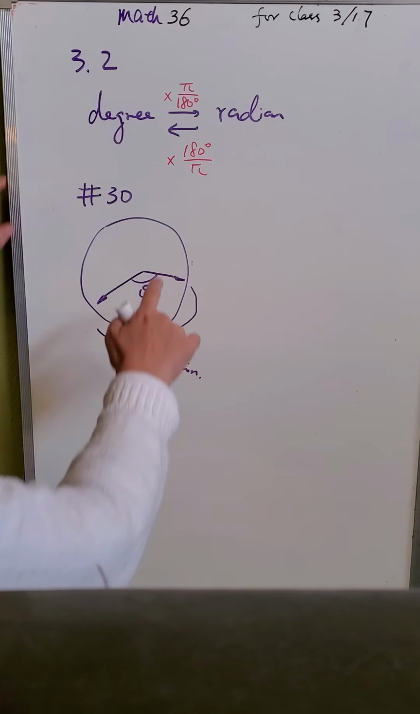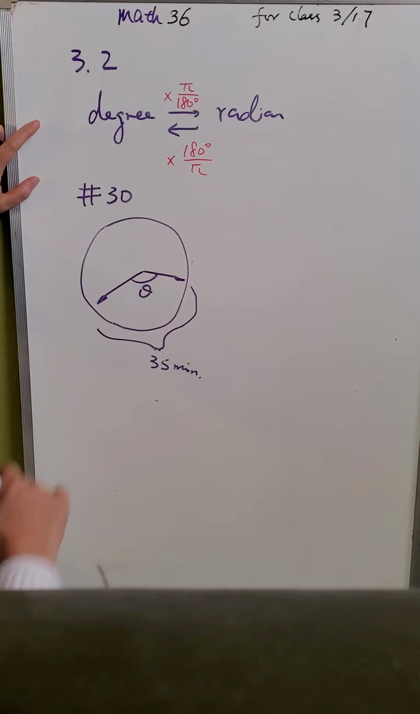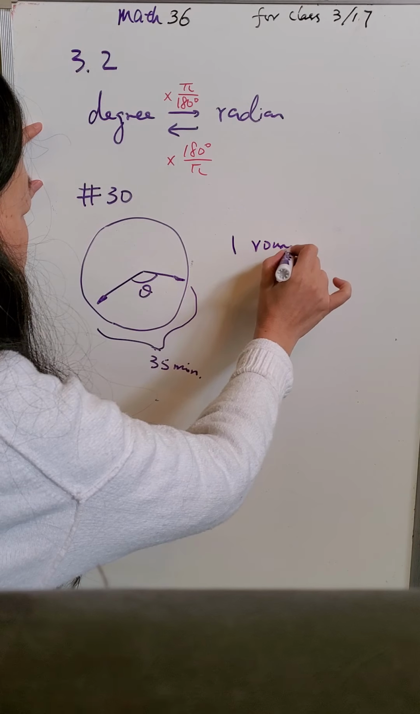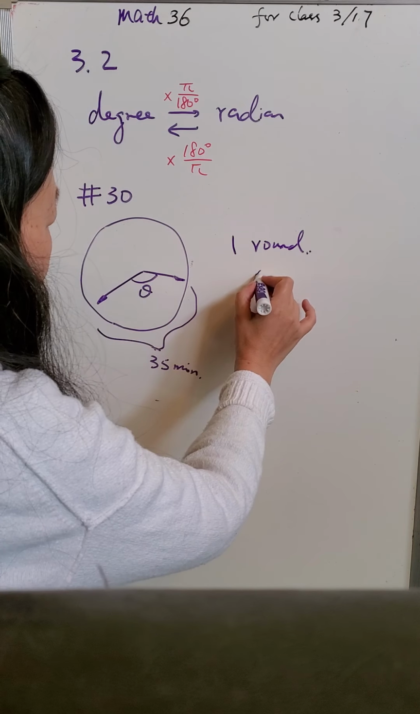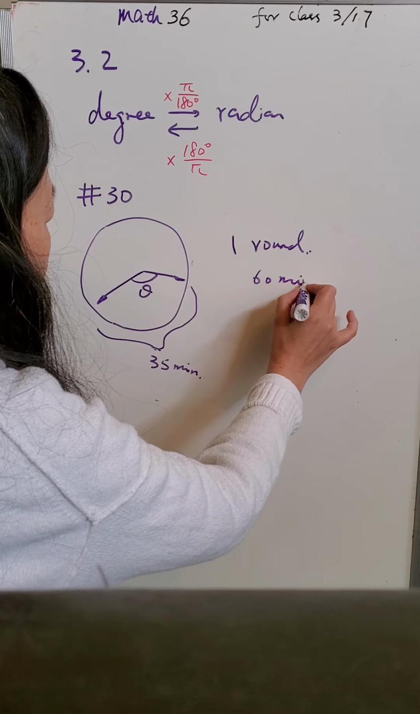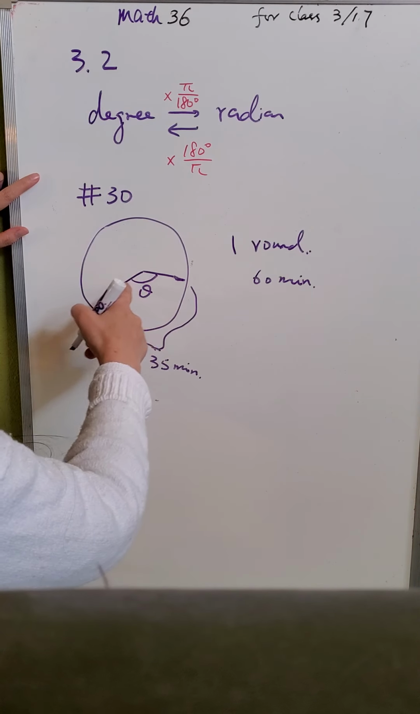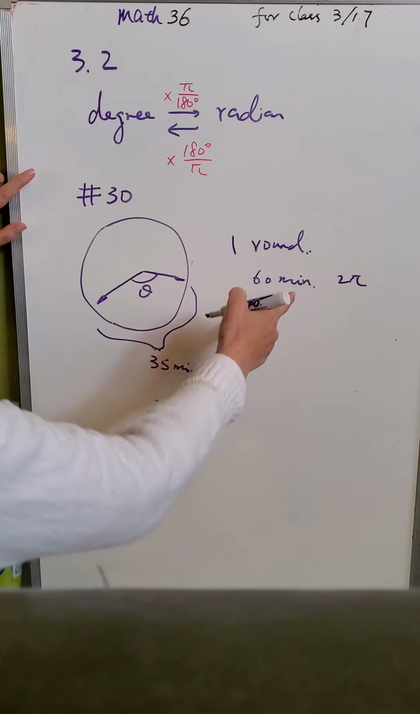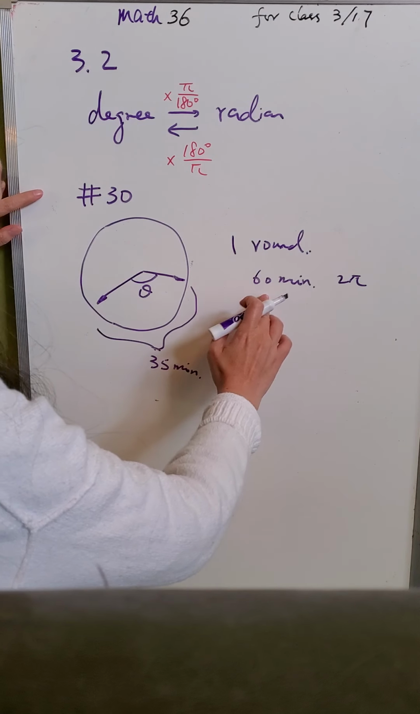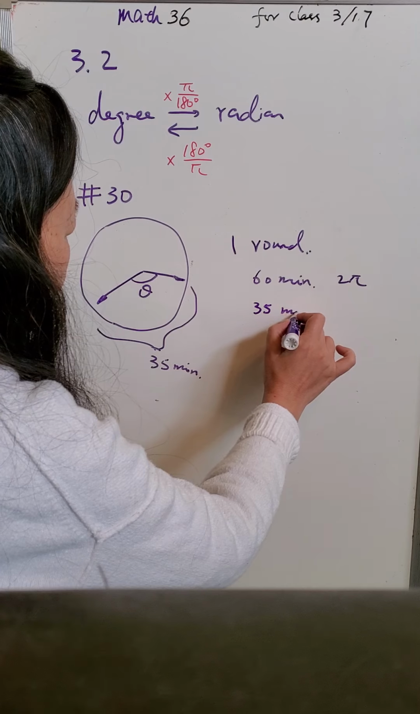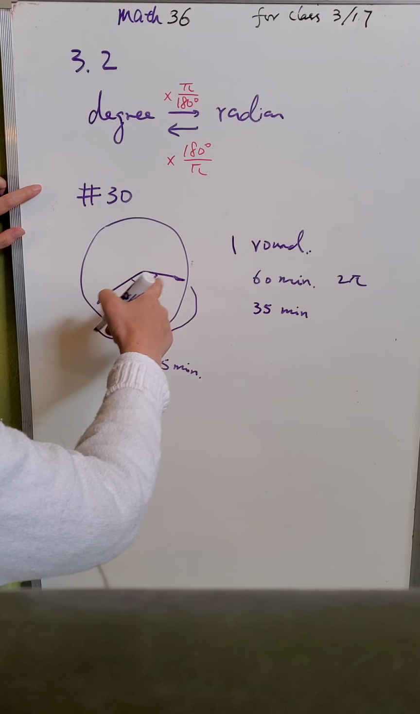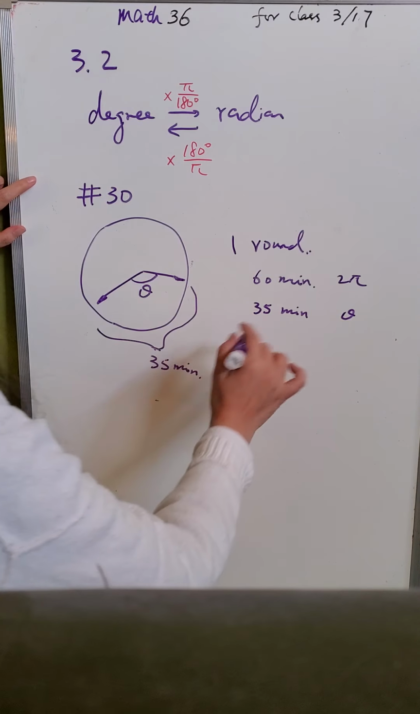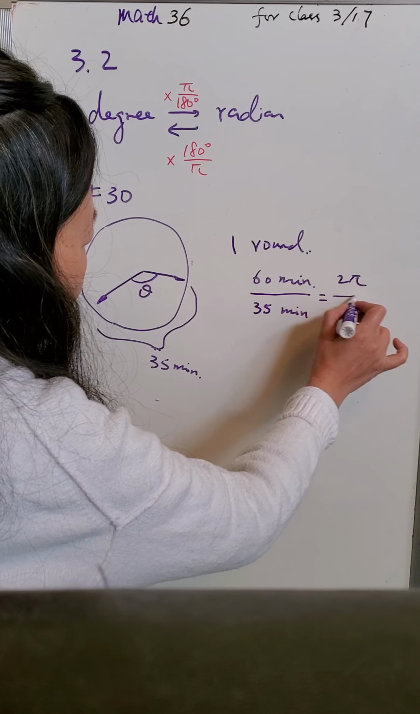Now let's think about it. When the hand turns the whole clock one time, that's one round, that's 60 minutes, right? And the whole circle is represented by 2 pi. So 60 minutes goes 2 pi. Now you're at 35 minutes. How many radians do you go? That would be theta. So we're going to make a proportion here.